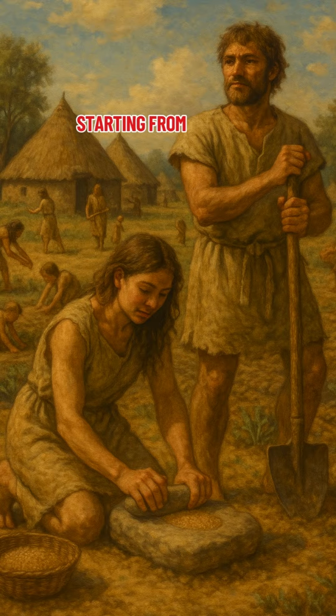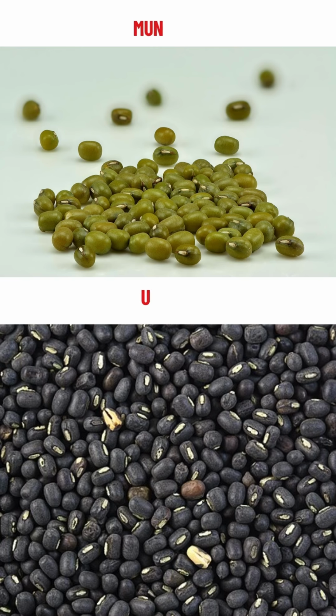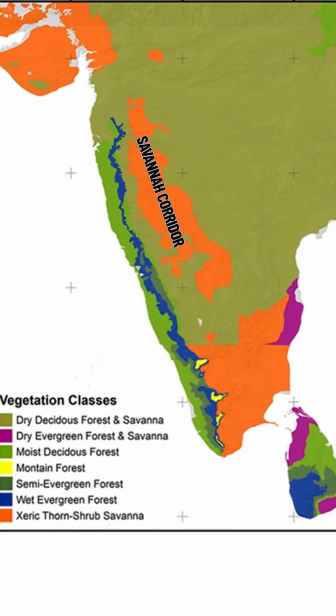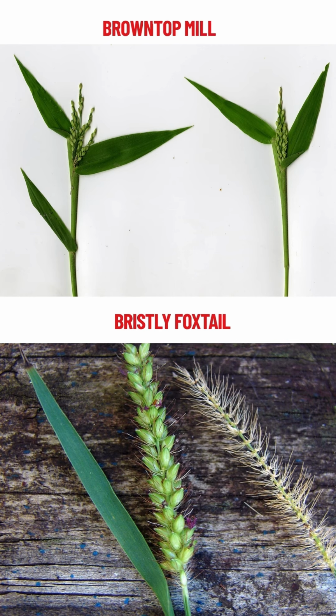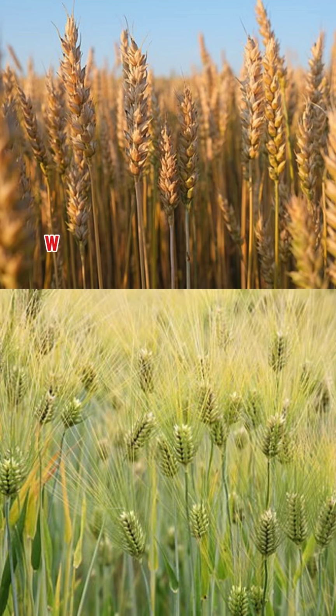Next, on to agriculture. Around 2000 BC, the southern Neolithic people started to domesticate local plants such as mung dal and urad dal, with mung dal's domestication occurring at the western border of the Savannah corridor. In addition, they also domesticated the brown-top millet and something called the bristly foxtail.